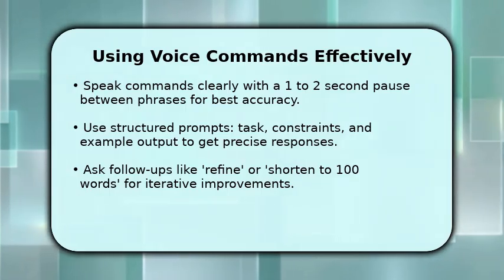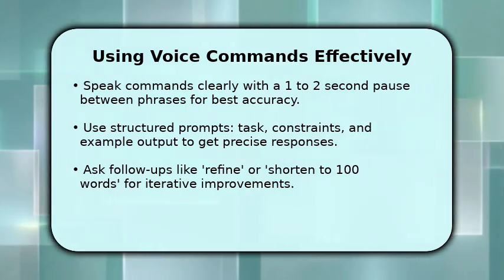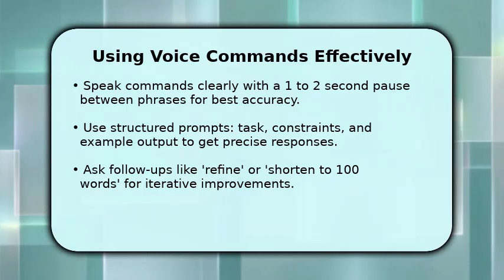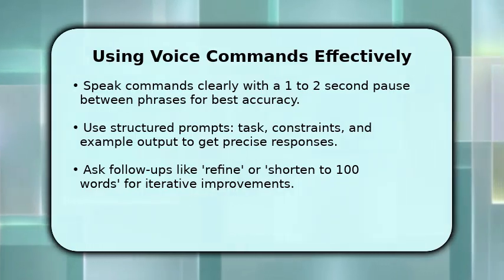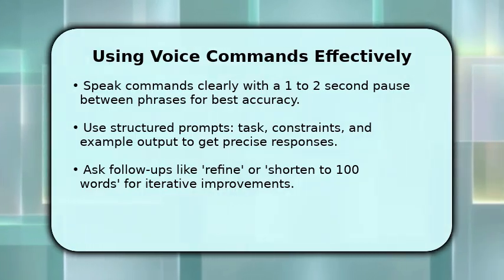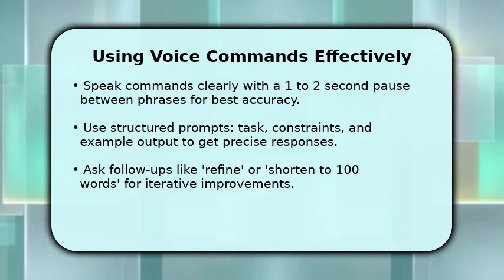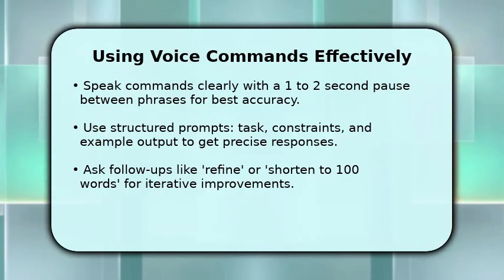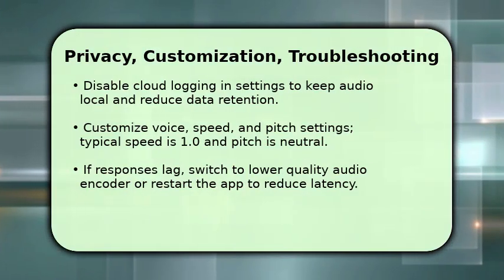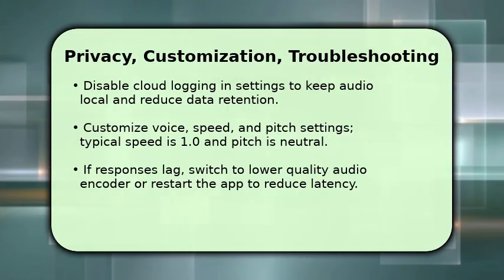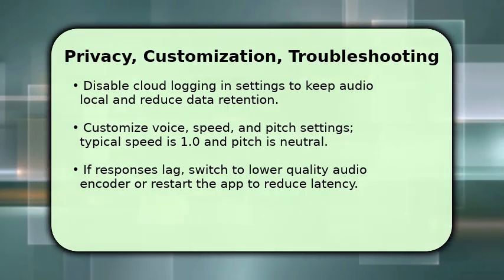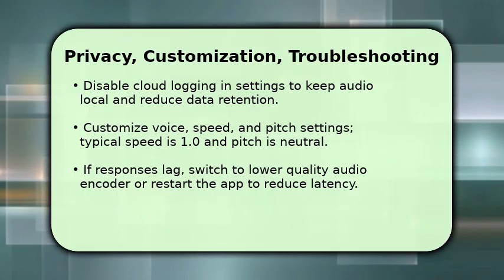For length control, say shorten to 100 words or expand by 50% to change output size. If the assistant mishears you, say repeat and restate the prompt slowly to avoid repeated errors. Protect privacy by disabling cloud logging in settings and opting for local processing when available. Review and delete stored voice clips regularly inside the privacy dashboard to limit retention.